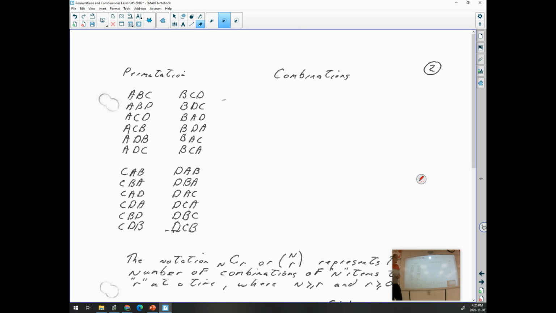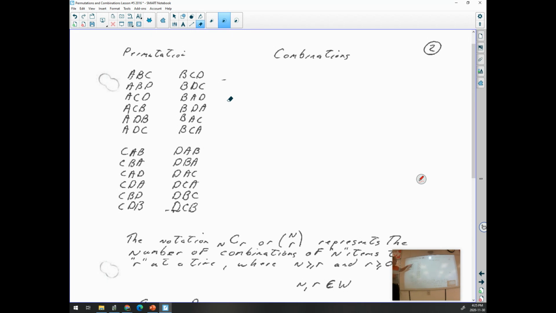And here are our groupings. If we're talking about ABC, we have ABC, ACB, BCA, BAC, CAB, and CBA. Those 6 all group down to ABC. They all include the group ABC.